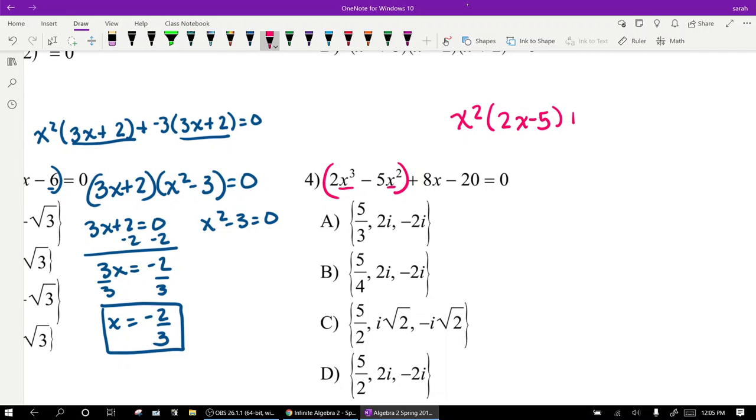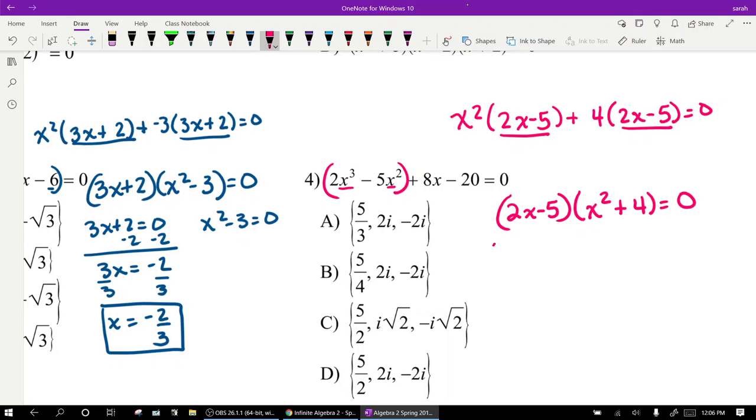And then over here, it looks like I can factor out a 4, which also leaves me with 2x minus 5 equals 0. I have two terms that have a common 2x minus 5, so I'll factor that out, leaving me with x squared plus 4. And that all equals 0, so either 2x minus 5 has to equal 0, or x squared plus 4 has to equal 0.